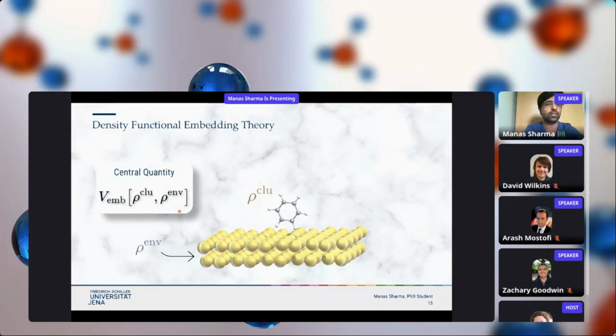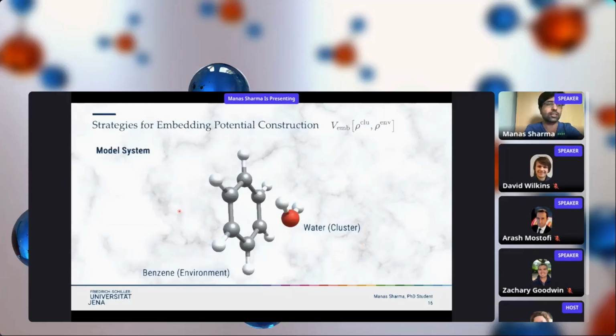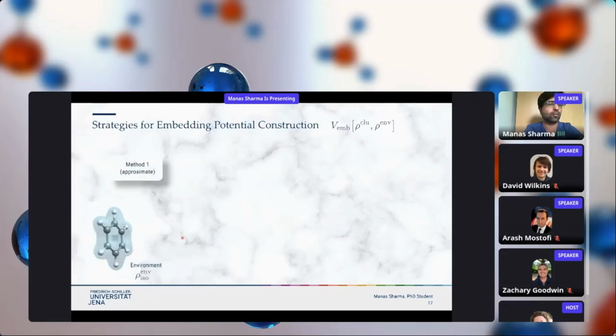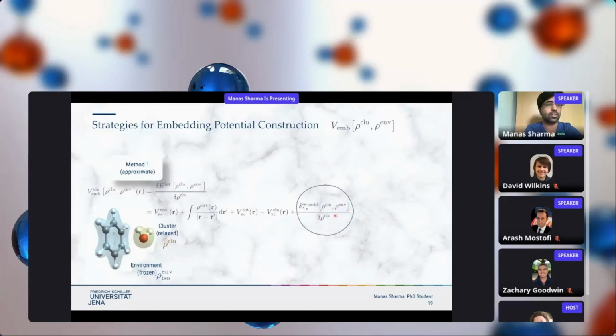Various strategies to construct the embedding potential have been implemented, and to understand them, let us consider a model system where I consider the benzene molecule as my environment and the water molecule as the cluster, that is the region of interest. So in method 1, what we do is we relax the environment density, and then we plug this environment density into the embedding potential, and then we relax the cluster density in the presence of this embedding potential. This method is actually approximate in nature due to the presence of non-additive kinetic energy density functionals within the formula of the embedding potential.